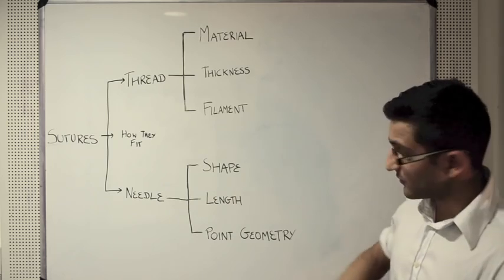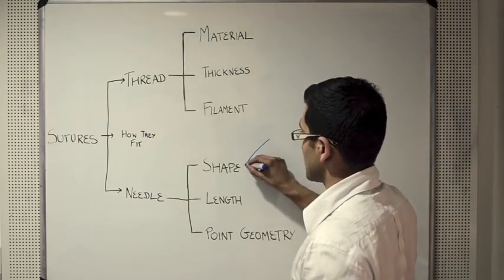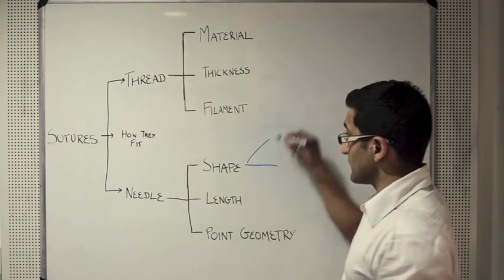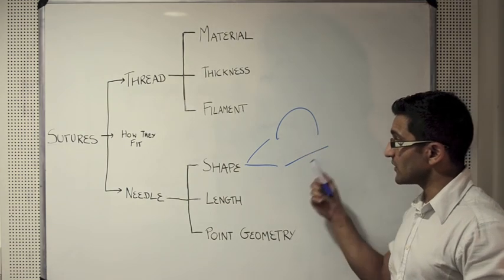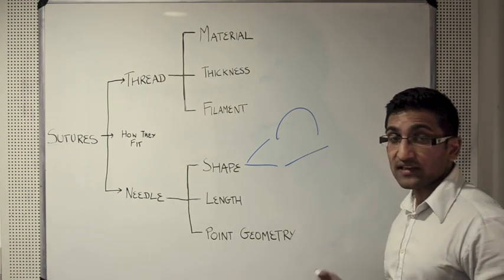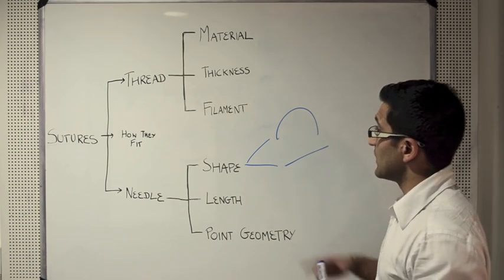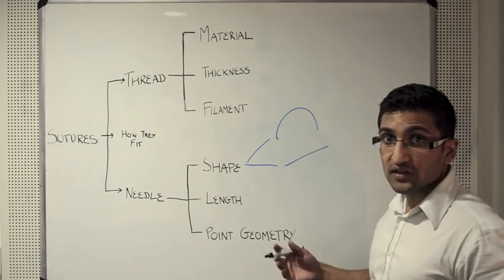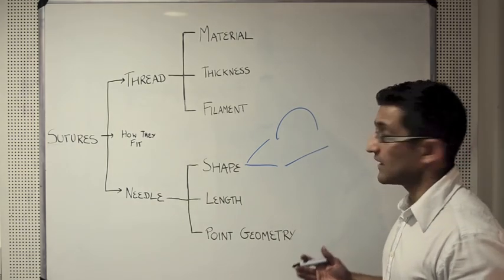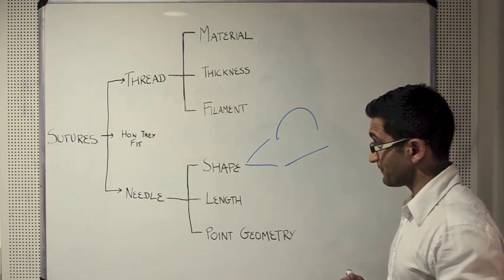Thinking now about the needle, there's three things again you need to think about, and a lot less to be said about them. The shape of a needle can either be curved or it can be straight. Now, the majority of needles are curved. I've only ever seen straight needles used in obstetrics and gynecology when used to suture up a lady after a cesarean section, but the majority will be curved, and the curvature can be half circle, quarter circle, three-quarter circle, and all of this information will be seen on the suture pack itself.